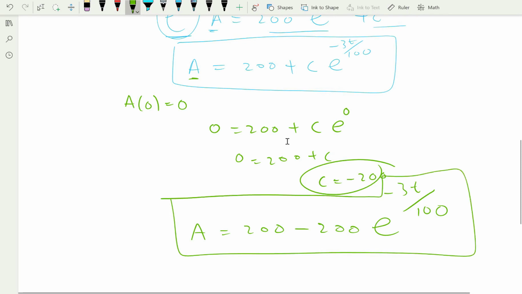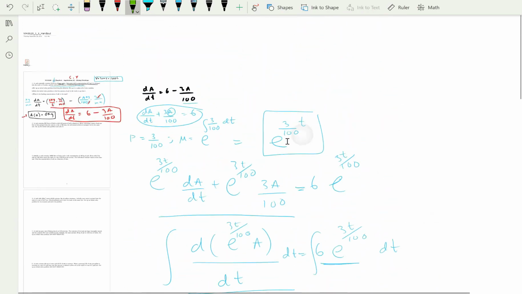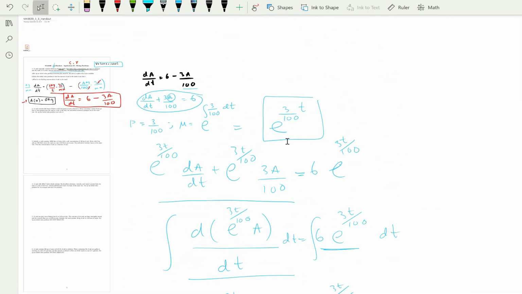That's how you solve it using the integrating factor method. I'm going to do another video in which I show you how we can use separation of variables to solve a similar problem. So that's how you set up a mixing problem and how you solve it. Remember, the rate of change of the amount of salt is the concentration of inflow times the inflow rate minus the concentration of outflow times the outflow rate. That's the simple idea.